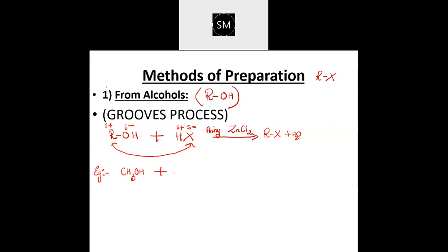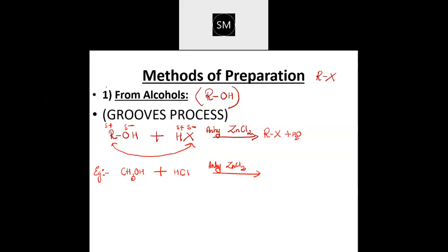Okay. So CH3OH plus, instead of X I can take Cl, HCl I can take, in the presence of anhydrous zinc chloride, ZnCl2. Okay, alcohol with the HX, just mixing alcohol with the HX. So instead of HX here, I have taken HCl. So I'll explain you with the help of example here.